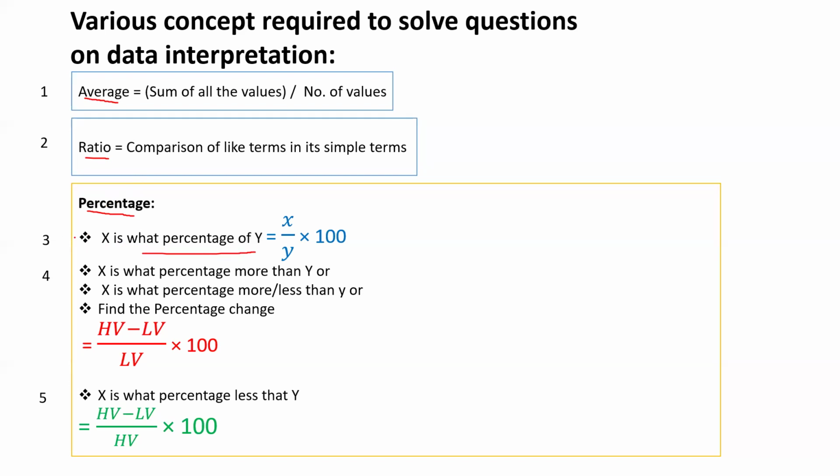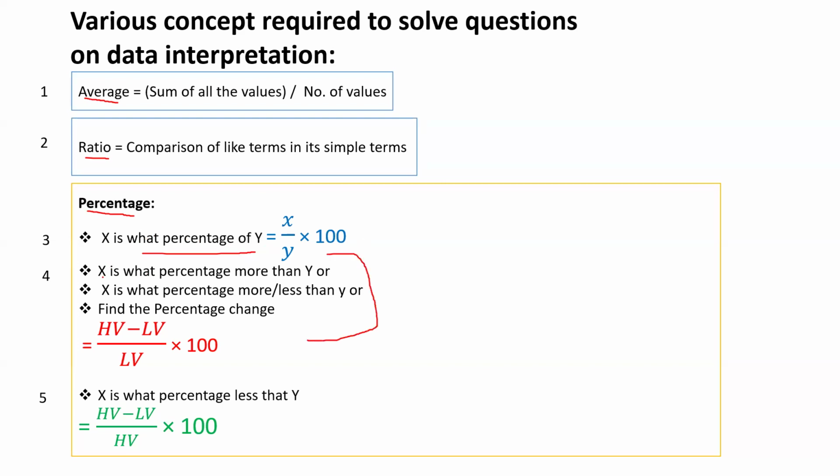Okay, 1999 profit is what percentage of 2000 profit, like that. So x is what percentage of y? The formula is x by y into 100. Two values you'll be getting, right? First is x divided by y into 100. Very simple.